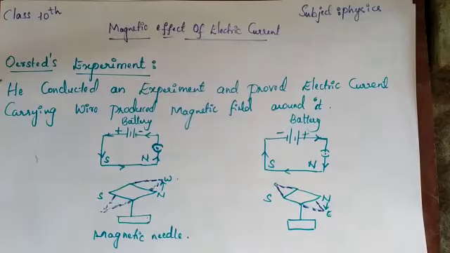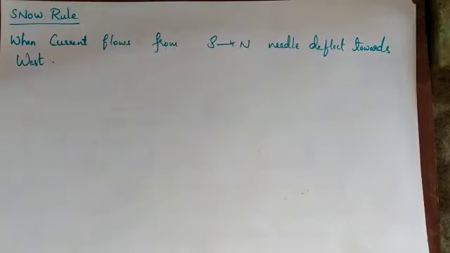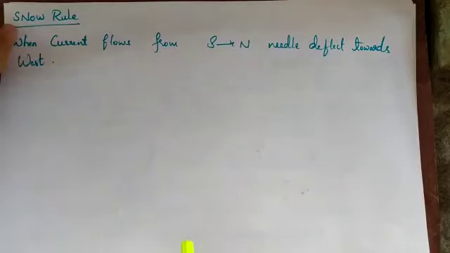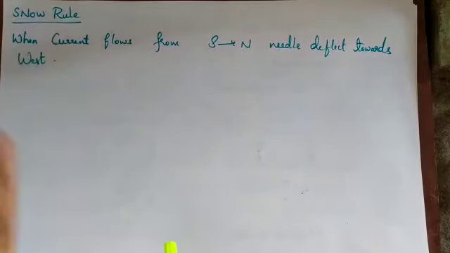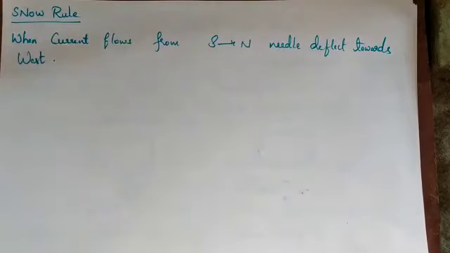And now, how this concept has come is by one rule, that is the SNOW rule. I'll explain it to you. So this is the SNOW rule. What does this SNOW rule mean? S stands for south, N stands for north, W stands for west. That's all. It is easy to understand how the deflection will show when an electric current flows through it.